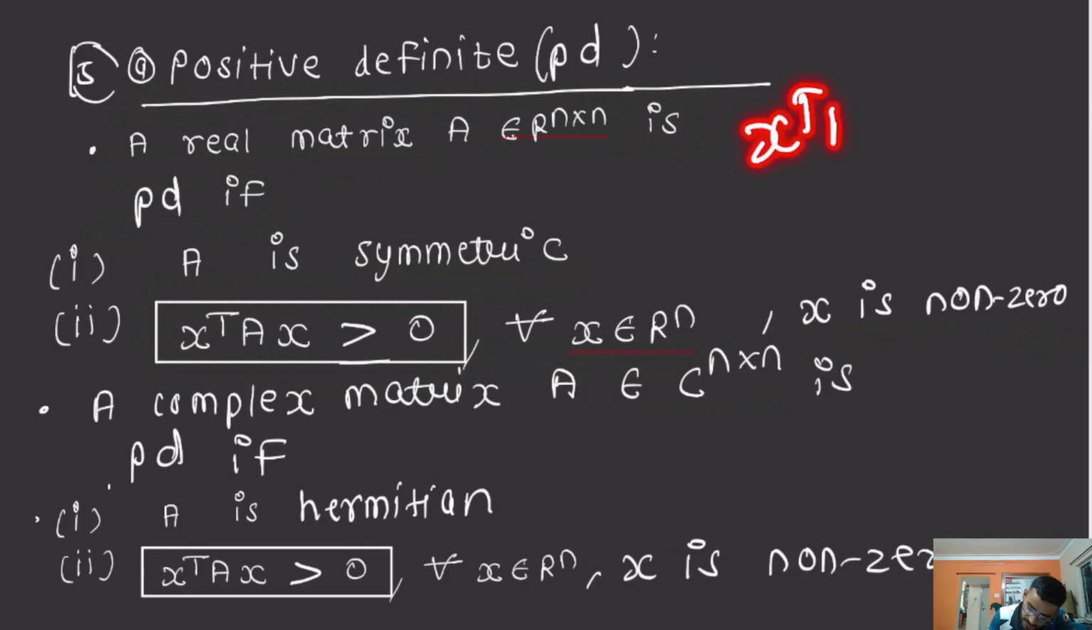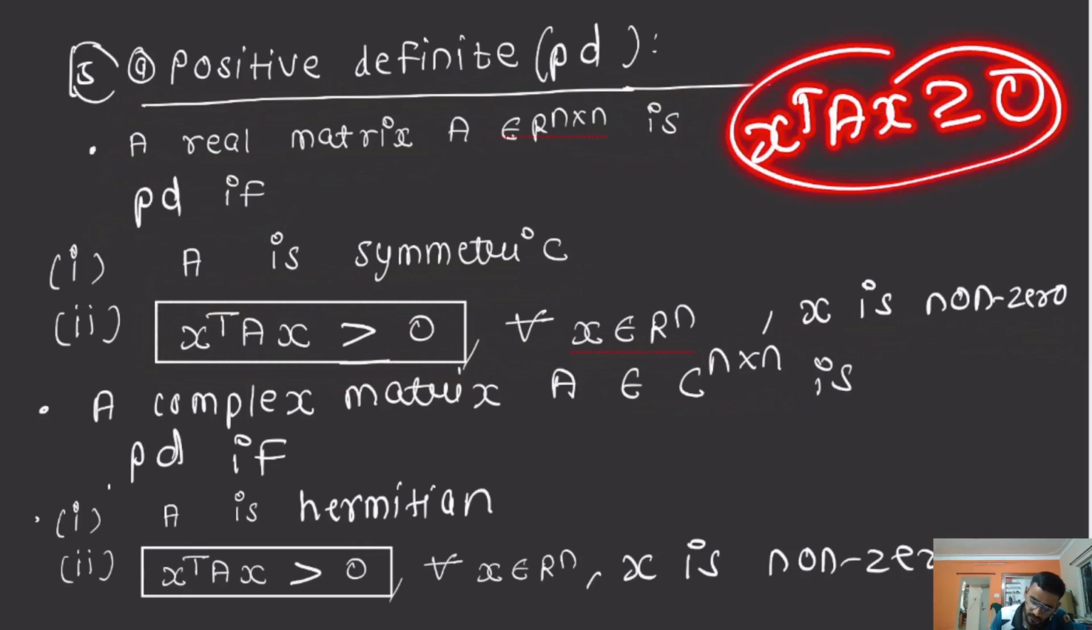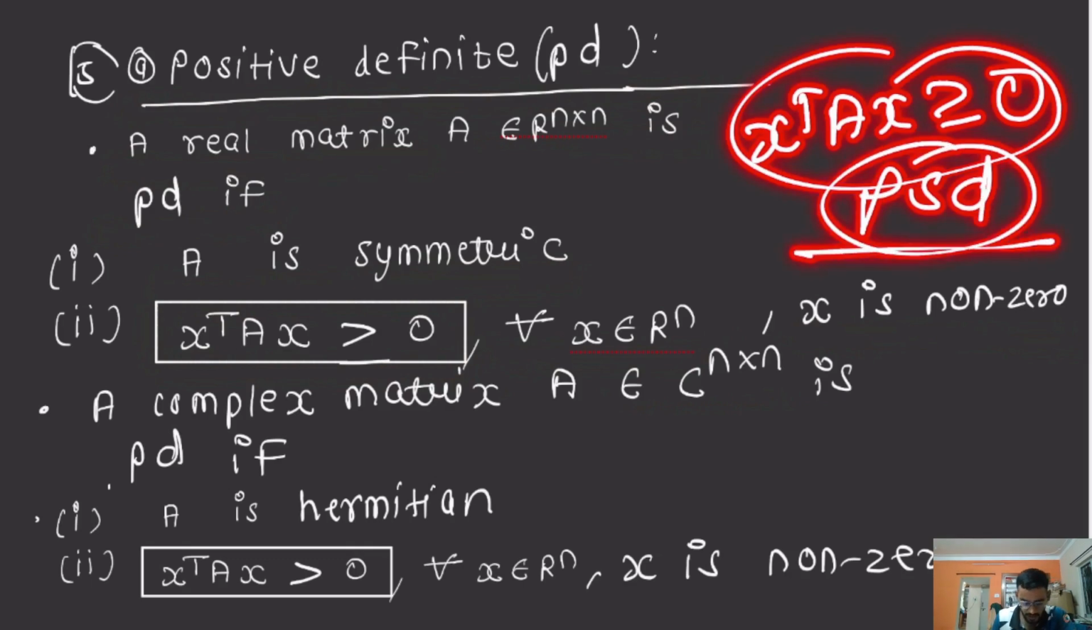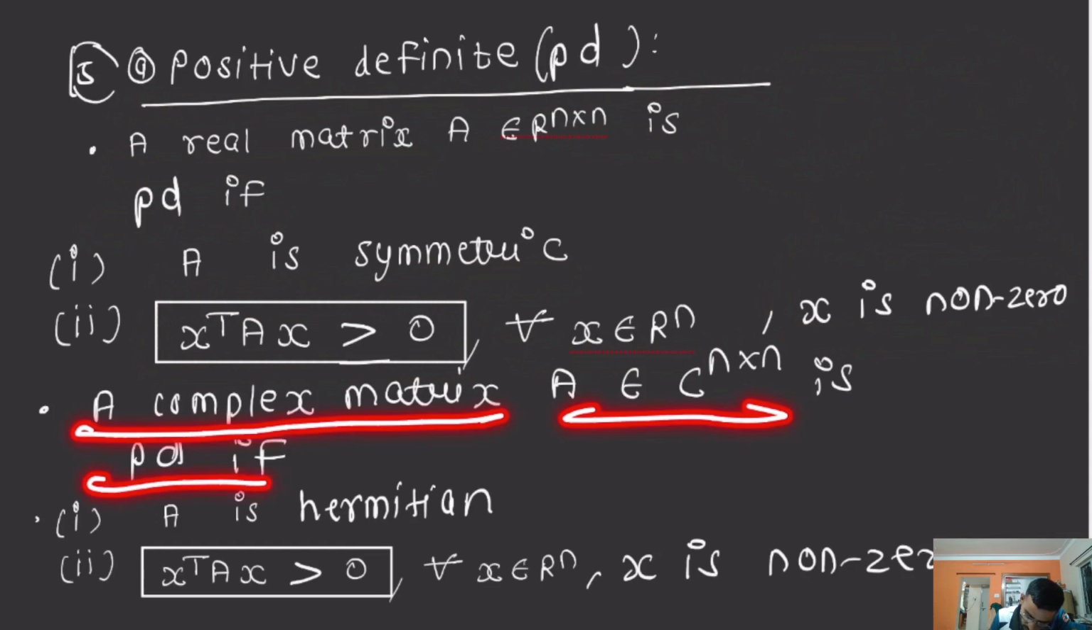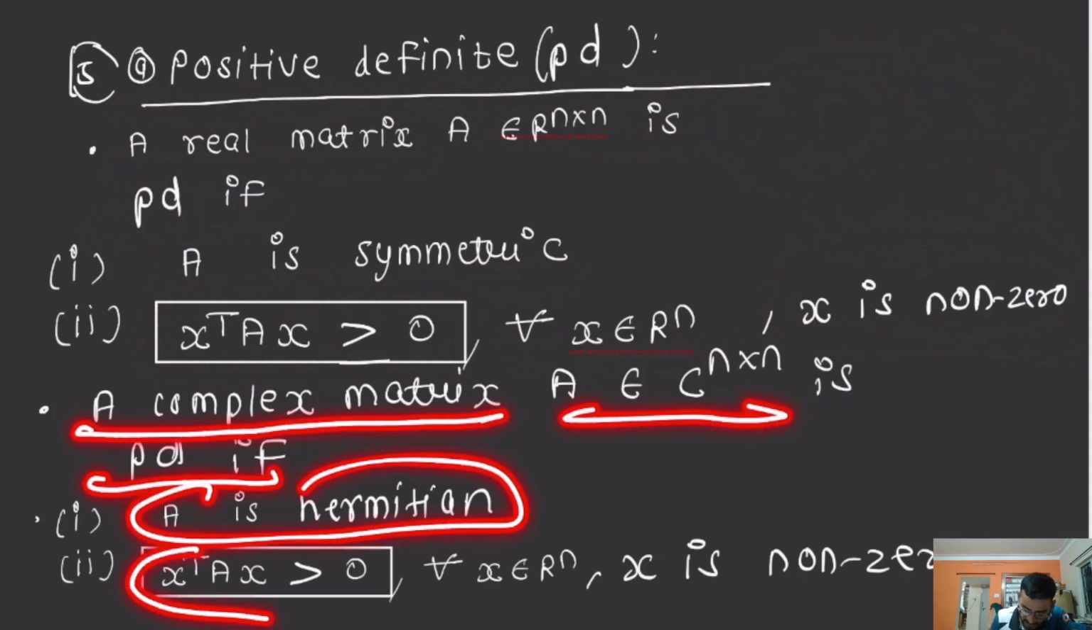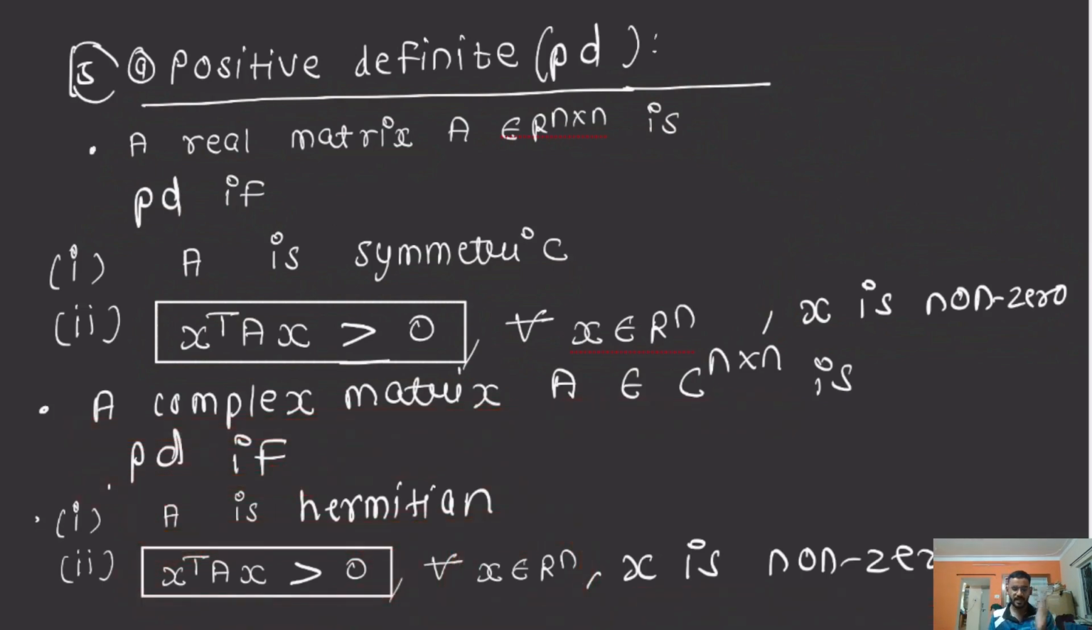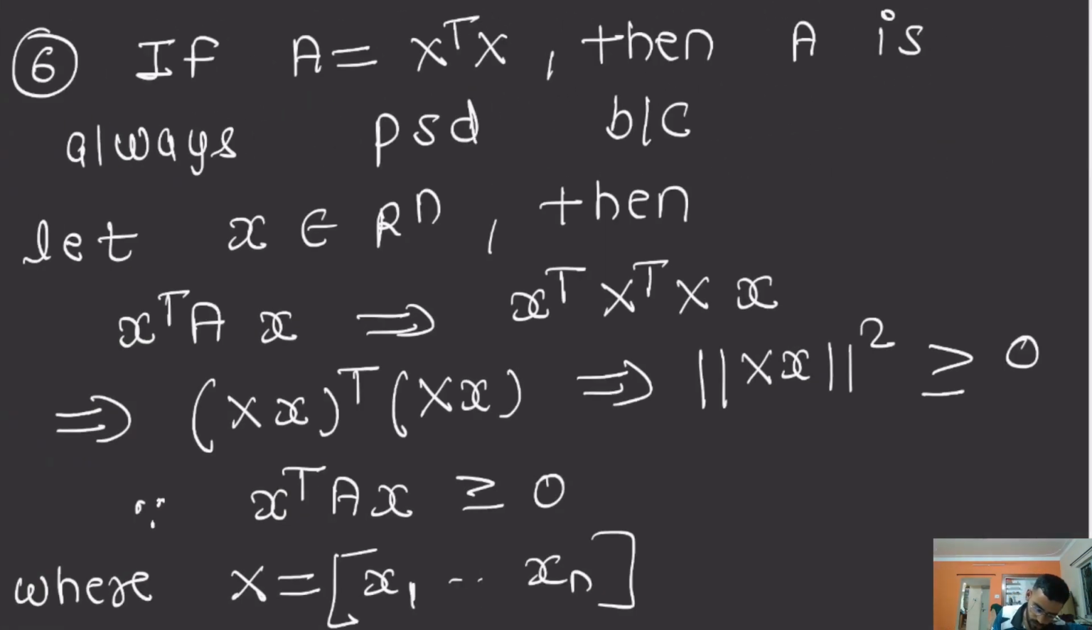Previously, xᵀAx greater than or equal to 0 was the positive semi-definite property. But in positive definite, xᵀAx must always be greater than 0, where x is non-zero. And a complex matrix A is positive definite if A is Hermitian and xᴴAx is greater than 0 for all non-zero x. Okay. If the matrix is positive semi-definite or positive definite, then the matrix has some beautiful characteristics which we are going to see.